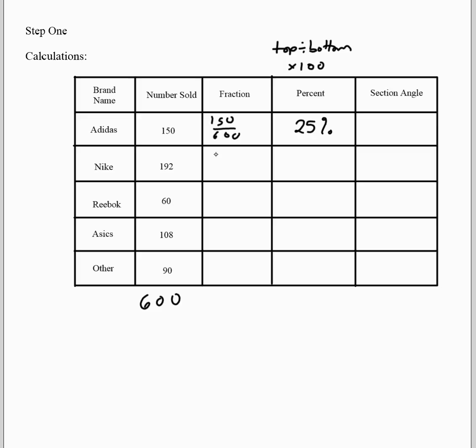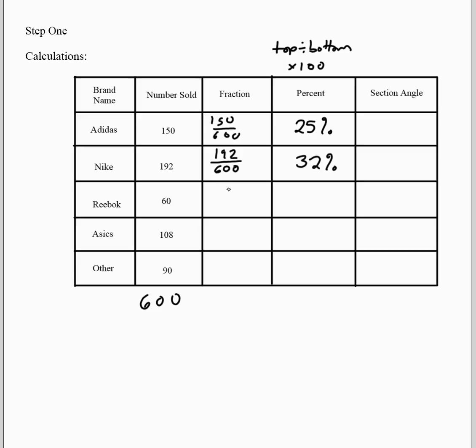I'm going to do the same for Nike. I'm going to make it 192 out of 600. Now notice I don't care that my fractions are not simplified here because I'm trying to turn them into percents. So it really doesn't matter if they are simplified. I'm going to get the same percent. When I do that calculation, I get 32%.